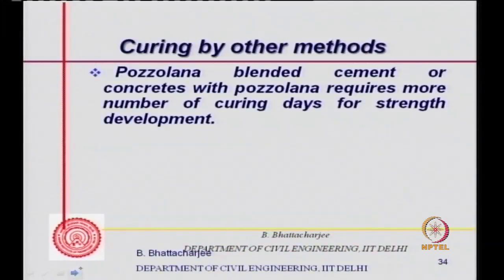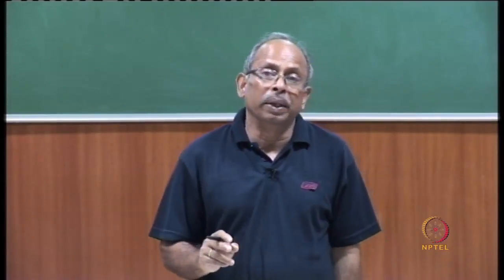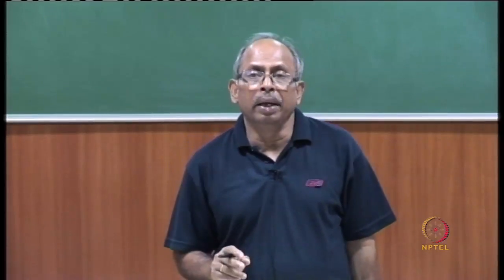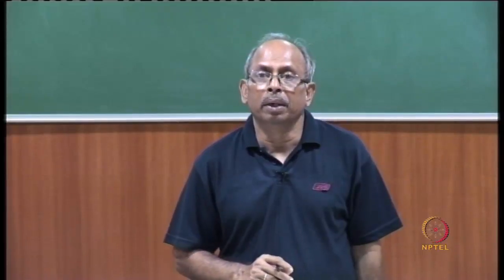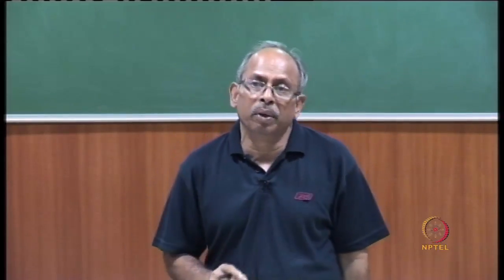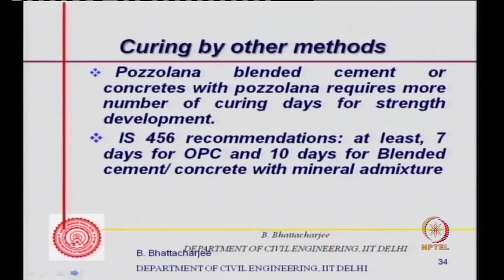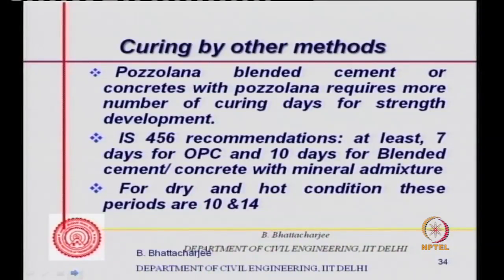So codes specify minimum curing days based on this. For example, the Indian code says that 7 days minimum curing is required for ordinary Portland cement, but if it is pozzolana blended, then you need 10 days in normal weather. In dry weather like desert areas, where it is more dry, you will need 14 days for pozzolana blended cement, because that process is slow. So IS 456 recommends at least 7 days for OPC, and 10 days for blended cement or concrete with mineral admixtures, in normal conditions. But for dry and hot conditions, these periods are 10 and 14.